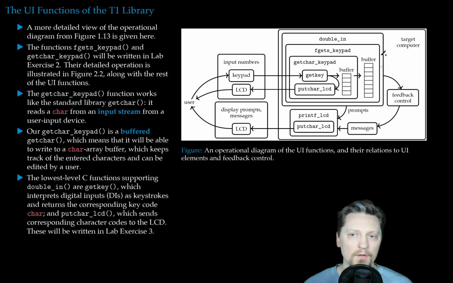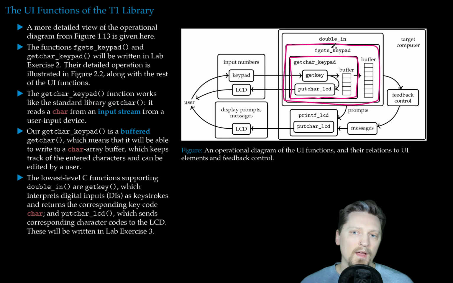So inside here, we have actual C functions. Double in was a function that we wrote in lab 1. F gets keypad, we used that in lab 1. Get care keypad is nested under there. And we have these lower level functions here. In this lab exercise, and the lab exercise corresponding to chapter 2, we're going to be writing the F gets keypad function and the get care keypad function. So these two nested functions here.